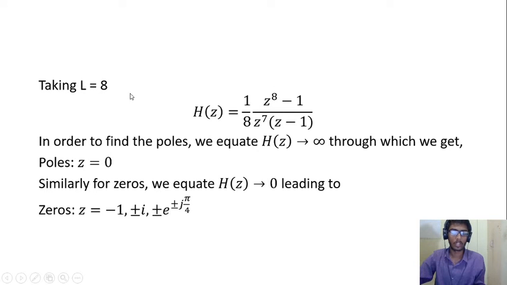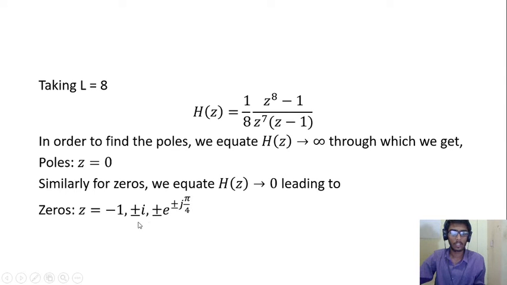Suppose we take our window size here as 8, then our transfer function will become (1/8) times (z^8 - 1) divided by z^7 times (z - 1). Now for further analysis, we will find the poles and zeros of the system. Finding the poles, we equate H(z) to infinity, and this gives us poles at only z = 0. Similarly for zeros, we equate H(z) to 0, leading to zeros at -1, plus or minus 1, and plus or minus e^(±jπ/4).